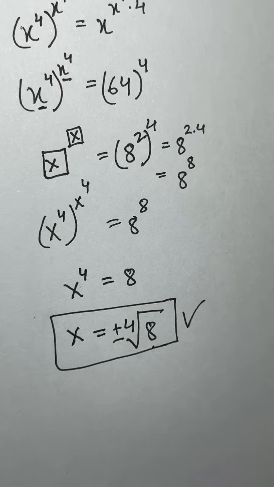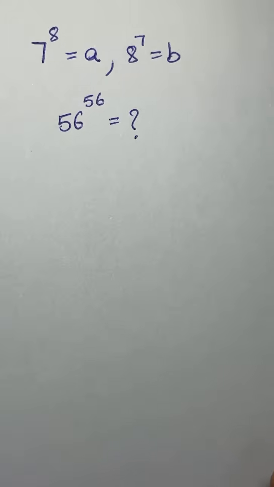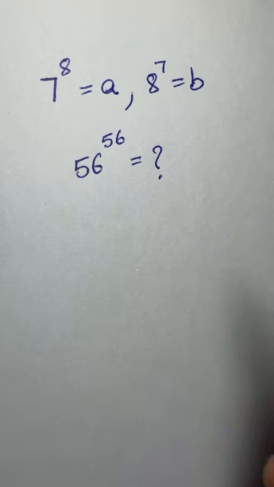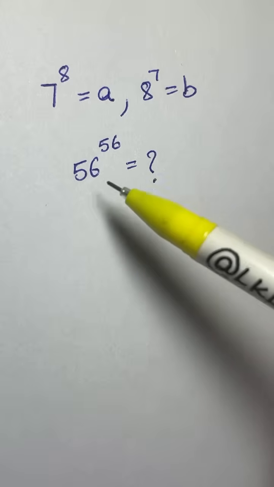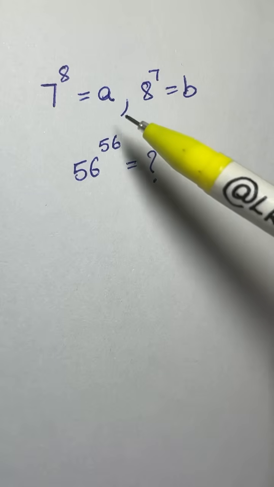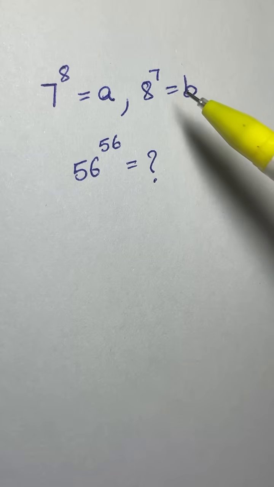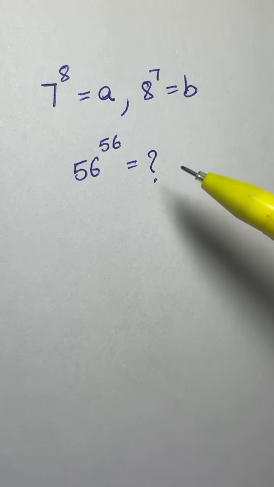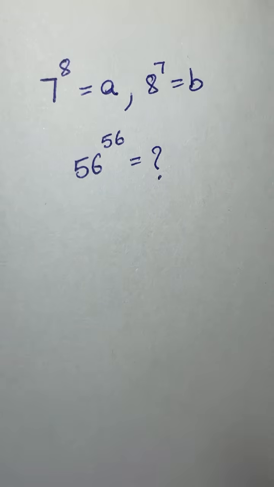Okay, let's see one more question like this. We have a question which says, if 7 to the power of 8 equals a, and 8 to the power of 7 equals b, what is 56 to the power of 56 equal to? The solution has to be in terms of a and b. So how do we solve this type of question? This is also a math Olympiad question, so you can try solving this.